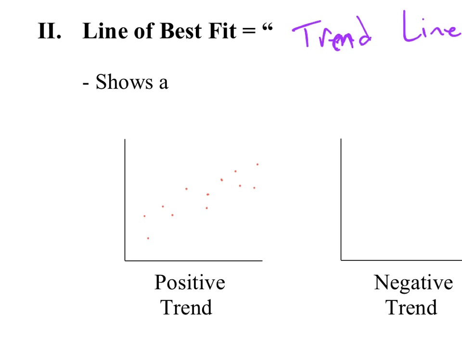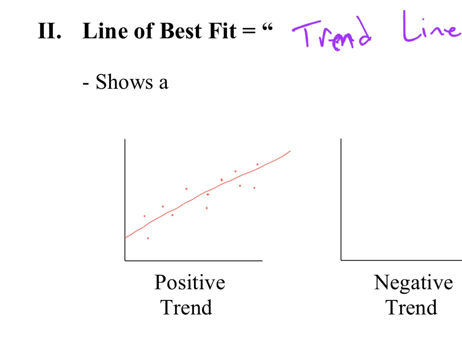So you would then draw a trend line, and your trend line is going to generally go through the middle of the data. So you roughly want the same number of dots above and below the line. So let's say my trend line goes right here. There's roughly the same number of dots above and below my line. In that case, that's a positive trend. It's getting higher as it goes to the right.